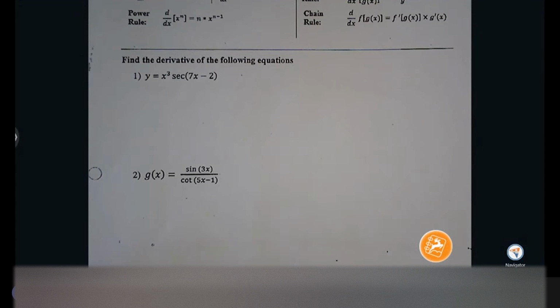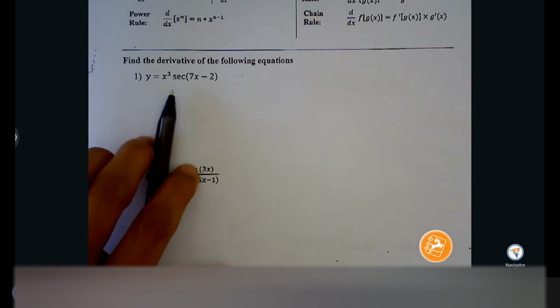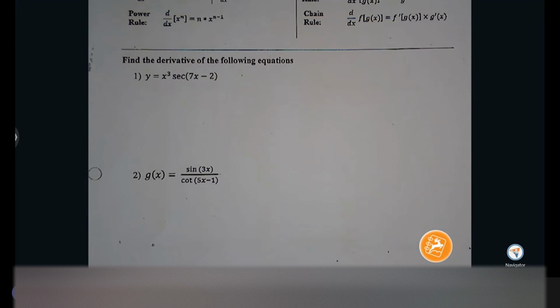I just want to make sure that we recognize the methods involved. Give you guys a chance to try the problem. I'll display the rules, and then I'll spend time going over each problem after you guys have had a chance to try it. So here's number 1. Find the derivative of x cubed secant of 7x minus 2.